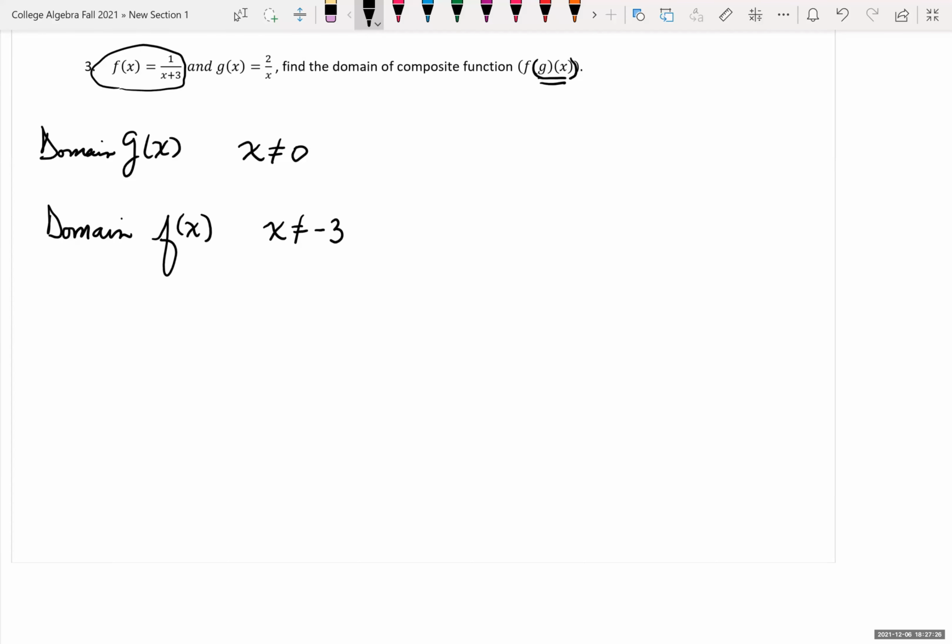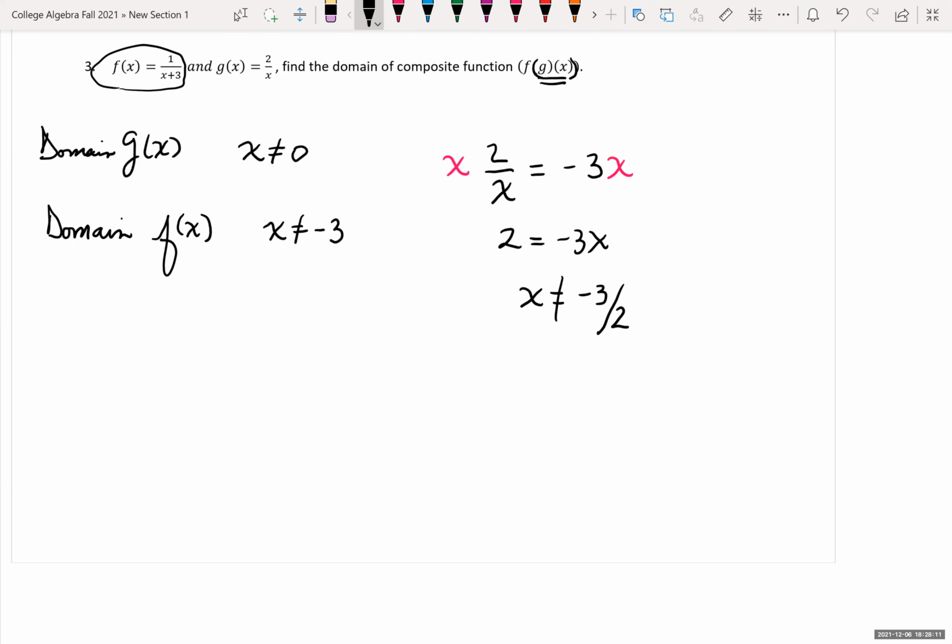And so when we don't want some input that we're plugging into g of x that will give us an output of -3. So we're worried about when is 2 over x equal to -3. And we'll need to exclude that value of x. And so we can multiply both sides by x to clear our fraction, and we can do that because this is an equation. Divide both sides by -3, we get x is equal to -3/2. Okay, so x can't be -3/2.